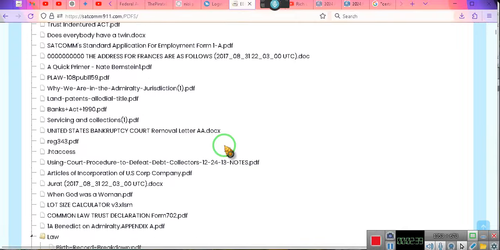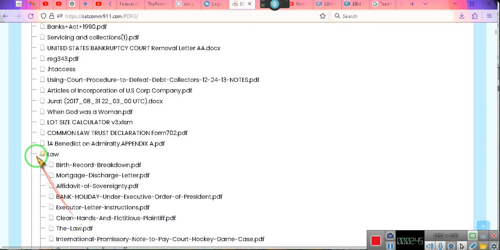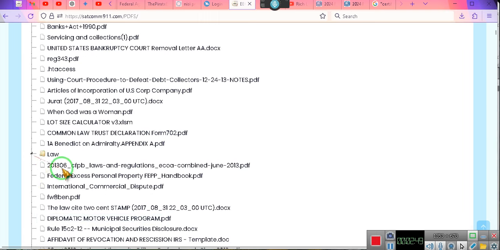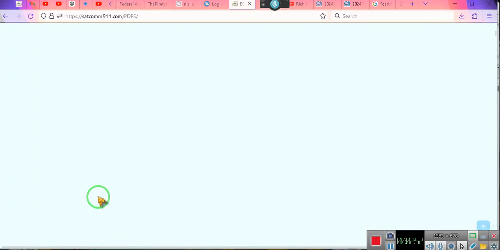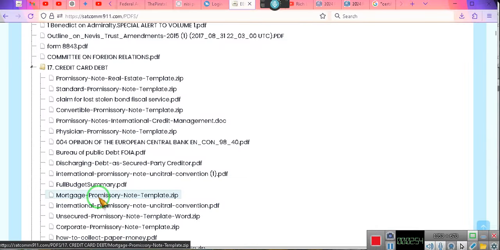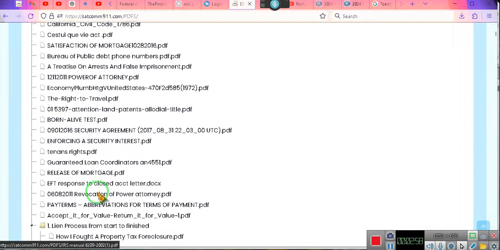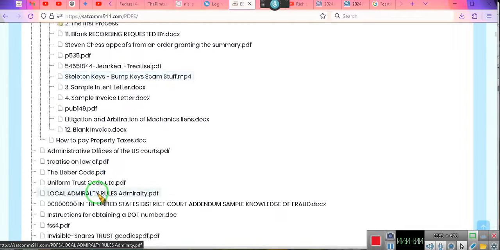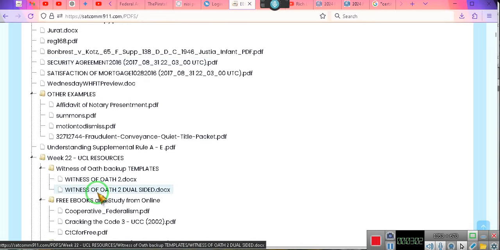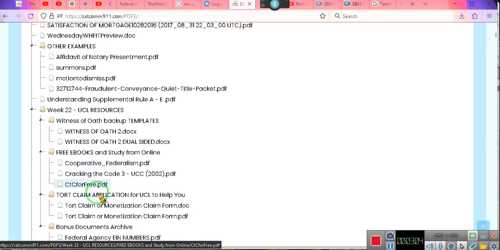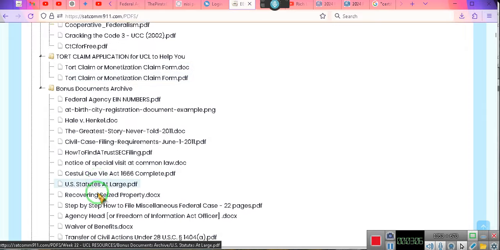Hold on now. That's law. Wait, I know what the problem is. Law, you ain't supposed to be extended. Let's see if we can get law to come back up. Nope, can't do that. There we go. Whew. All right, law ain't supposed to be going all the way down there. All right, credit card debt. Liens. Come on now. I don't want all of that. I need other.